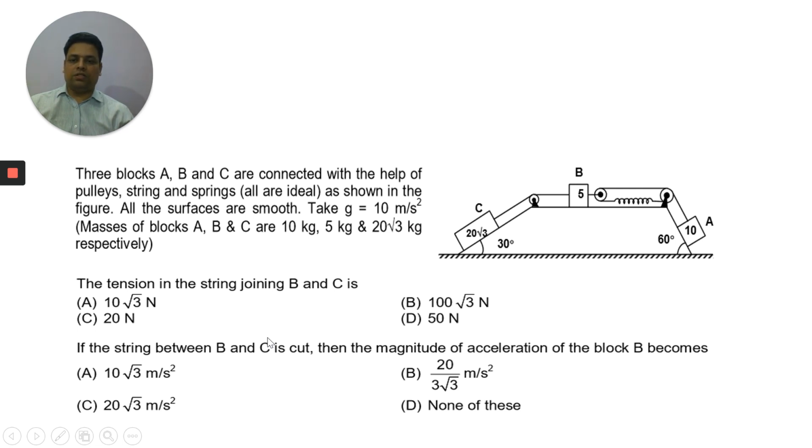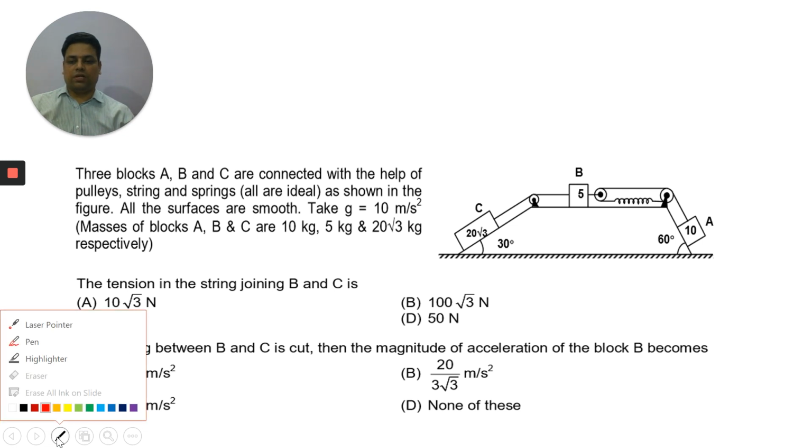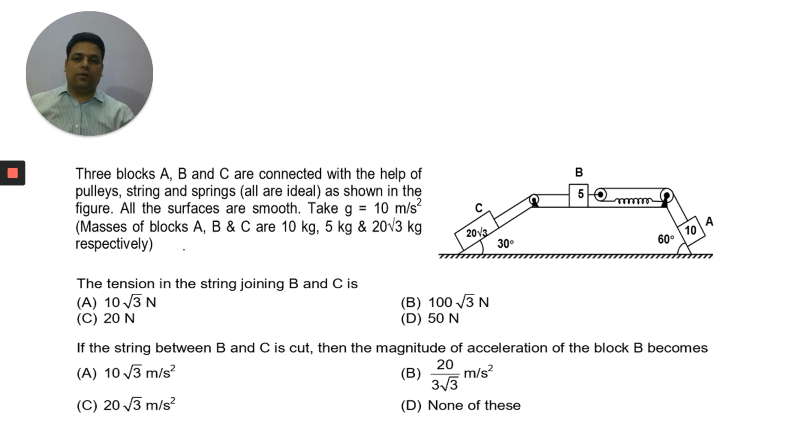You're asked to give the tension in the string B and C, and if the string between B and C is cut, then the magnitude of acceleration of block B becomes what? That's the question. Let us proceed. If you observe in this case, as 20 root 3 is on the left side, 10 on the right side, let us assume, say, the system moves to the left.